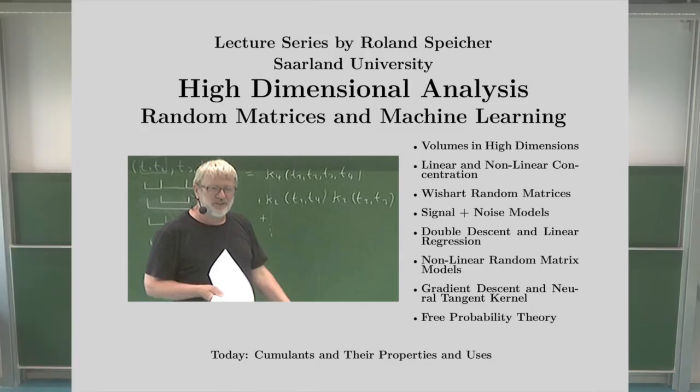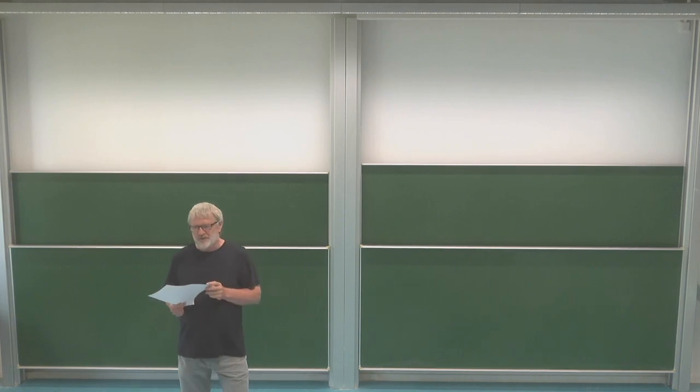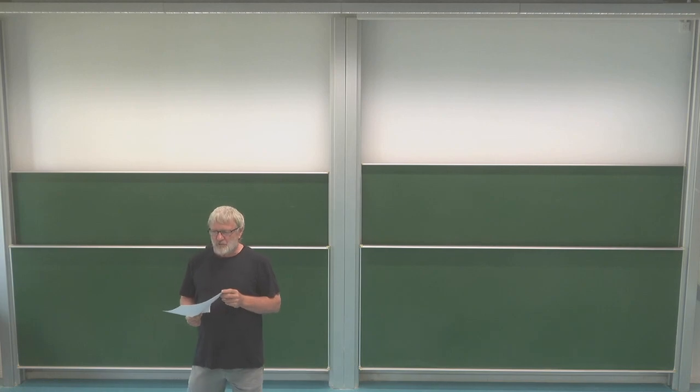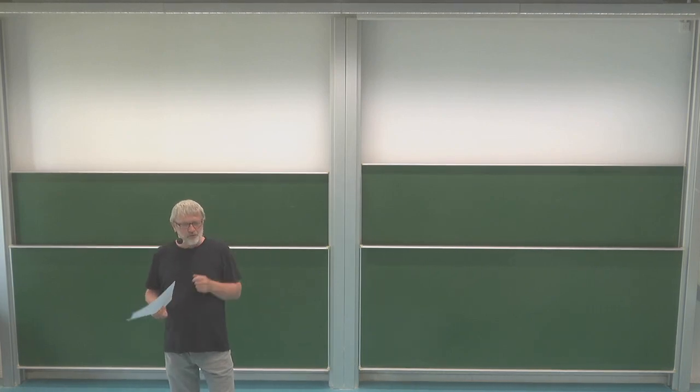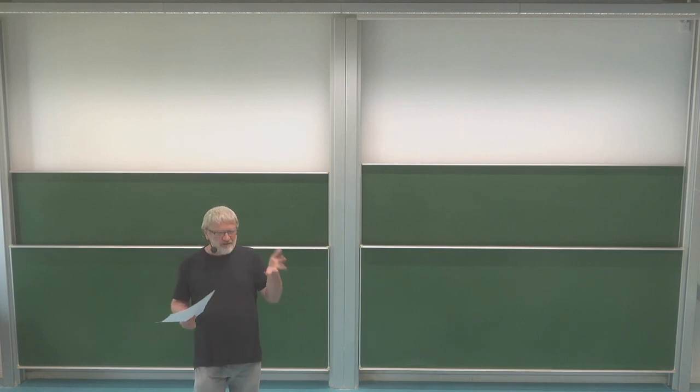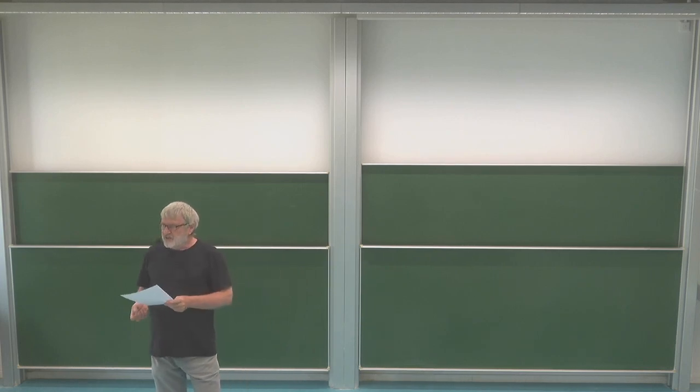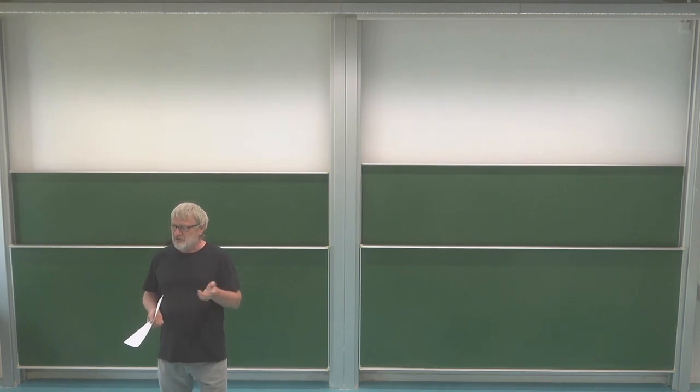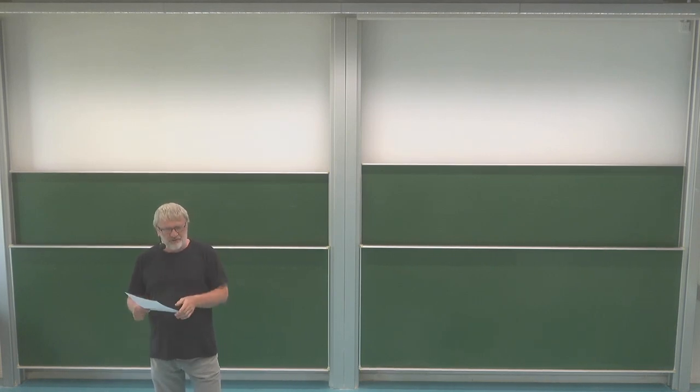Good. So last time, we started to look at this random feature model, where we have to multiply our data matrix with random weights, and then we also want to take a nonlinear function on the entries. And the question is whether we also can calculate the eigenvalue distribution of f times f transpose.